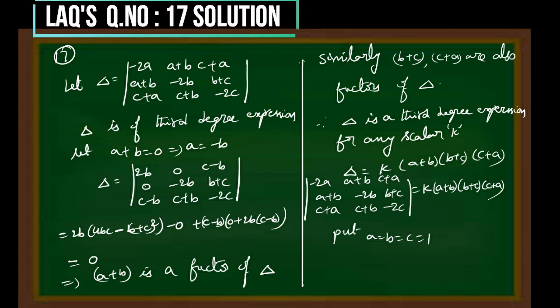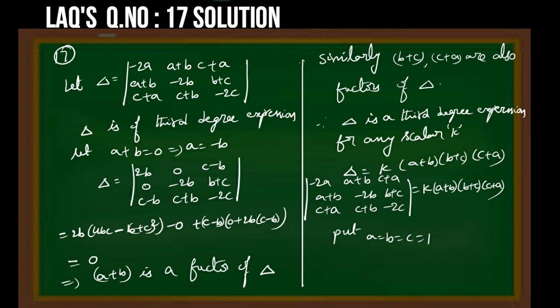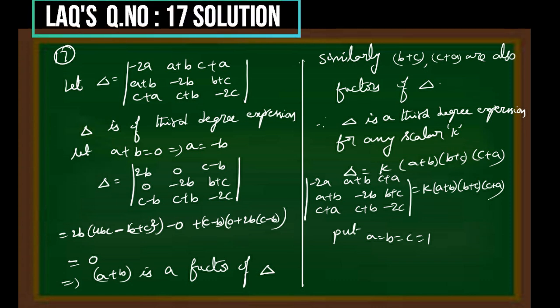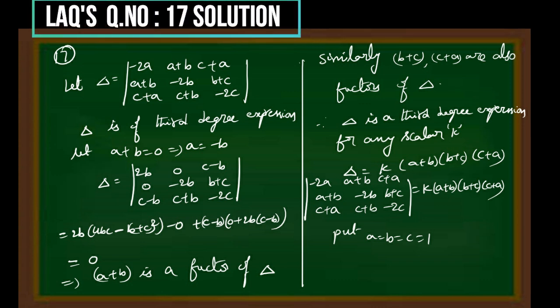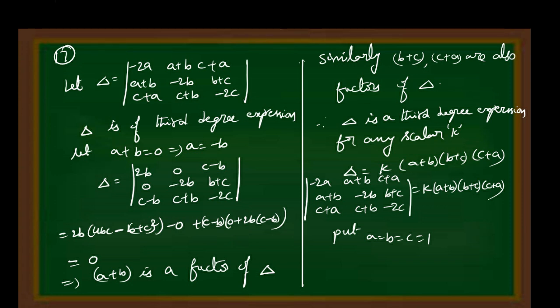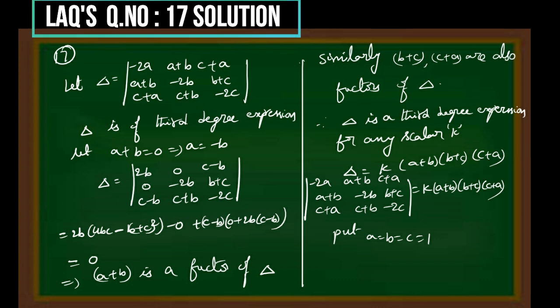Let a plus b is equal to 0, then a is equal to minus b. Substitute in this delta, we get delta is equal to 0. Therefore, by the definition of a factor of a determinant, a plus b is a factor of delta. Similarly, b plus c and c plus a are also factors of delta. Here delta is a third degree expression. Therefore, delta can be represented as delta is equal to k into a plus b into b plus c into c plus a. Now we find the value of k.